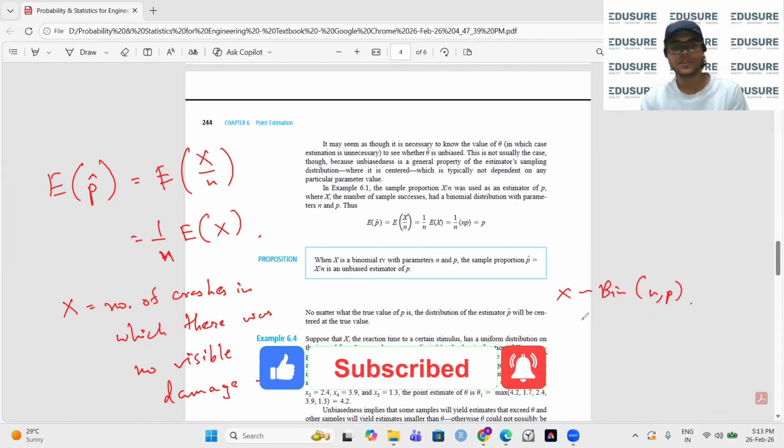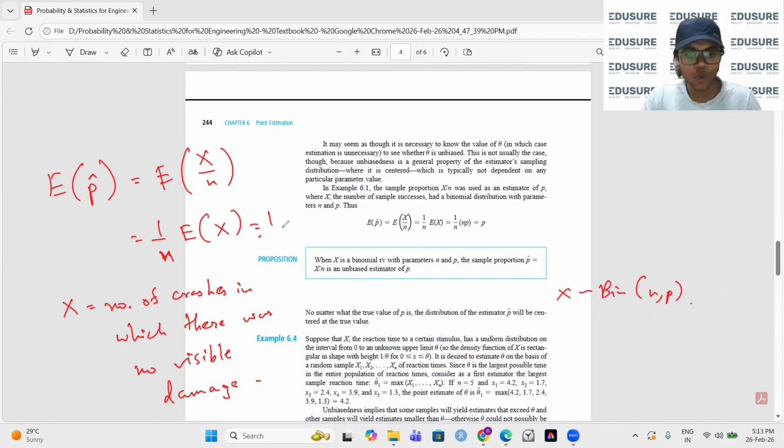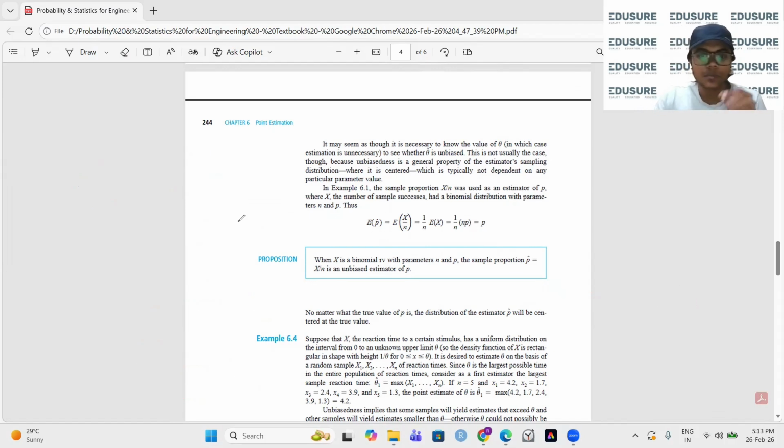We know what the expected value of x is. It will be n times p. So 1 by n times np, which is equal to p. So you can see that expected value of p hat is equal to p. So we can conclude from this that p hat, which is equal to x by n, is an unbiased estimator of the population parameter.